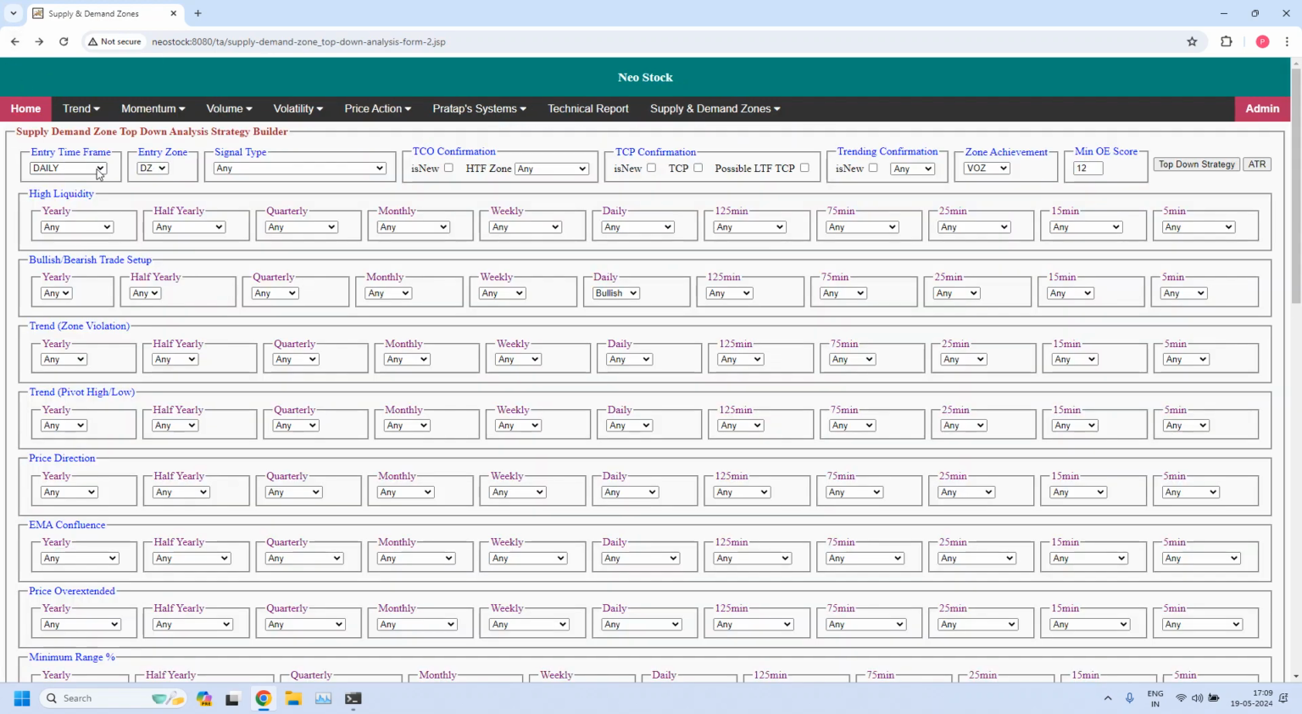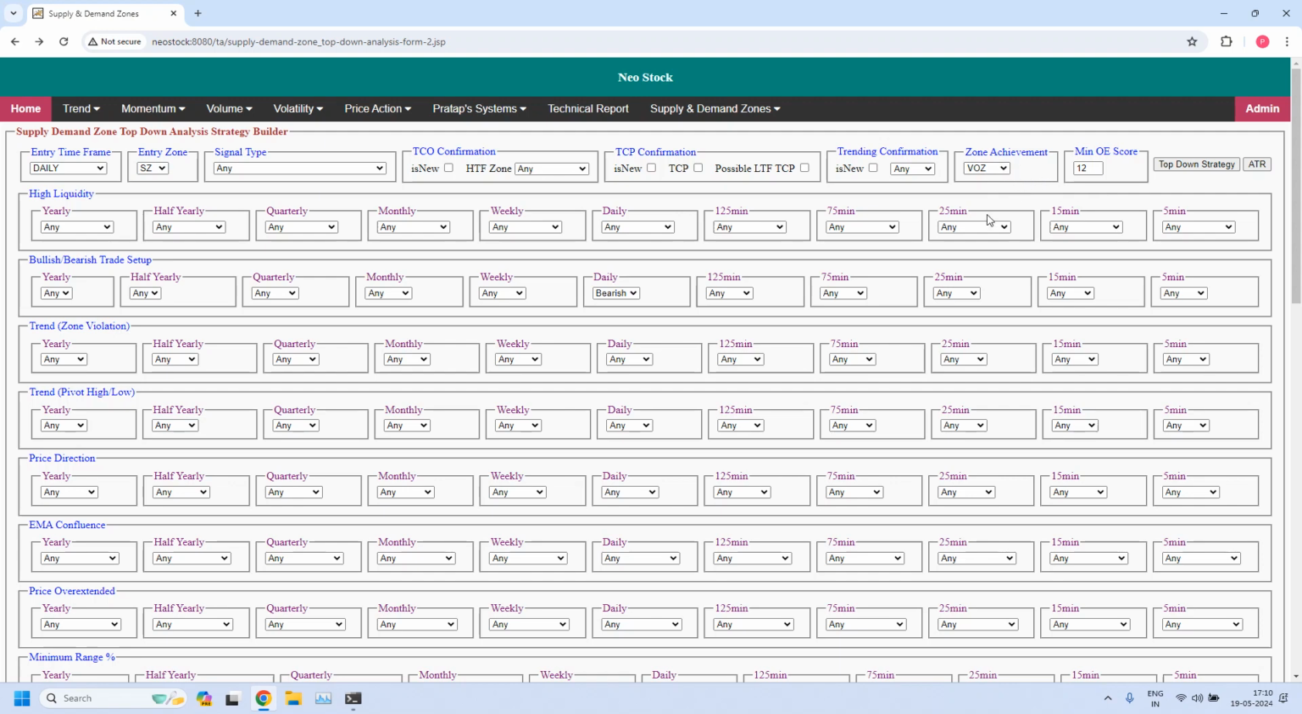I am going back to the daily time frame. Now I am selecting supply zone. The reason is, for bearish trade setup, the entry zone should be supply zone. And also in bullish or bearish trade setup, in daily time frame, instead of bullish, now I am selecting bearish. And all the three filters are the same. Already the values are set, so we are reusing them.